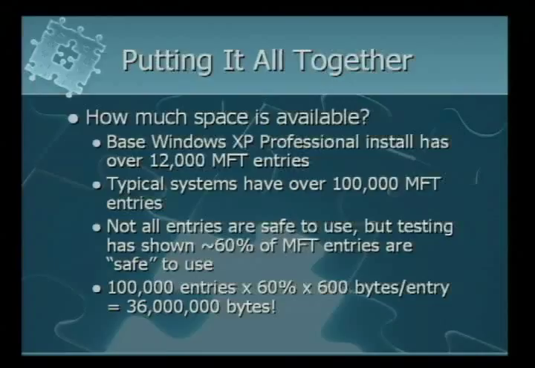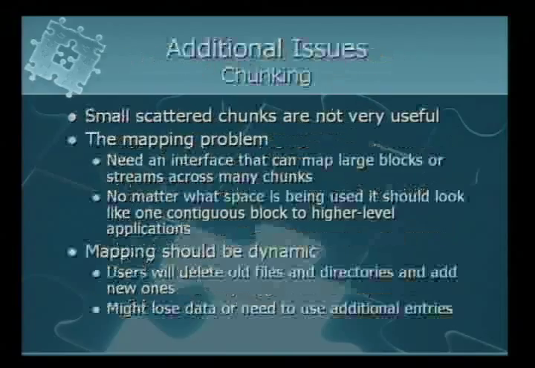Looking at the case we're looking at, slack space hiding in the attributes, we're talking about 600 bytes per entry, 100,000 entries, and at 60% of them we'd consider safe enough to store data in. That gives us 36 megabytes of hidden storage on an average NTFS drive. That's a lot of storage for something that you can't see, or most people can't see.